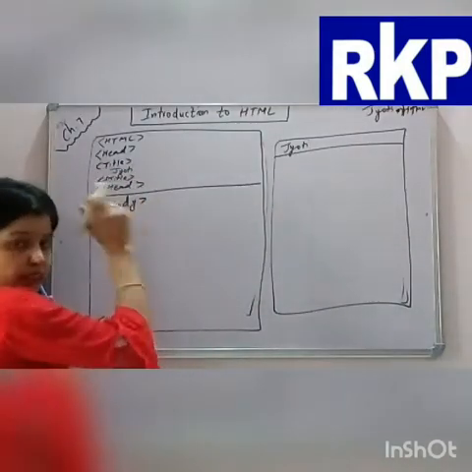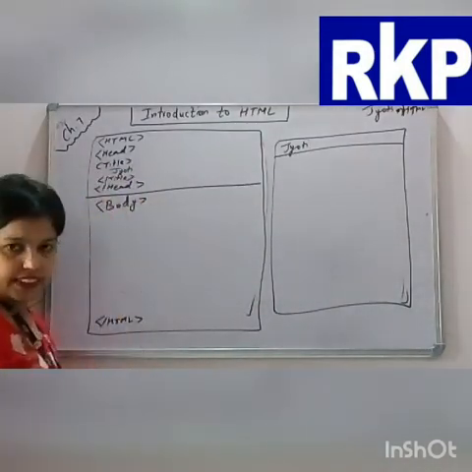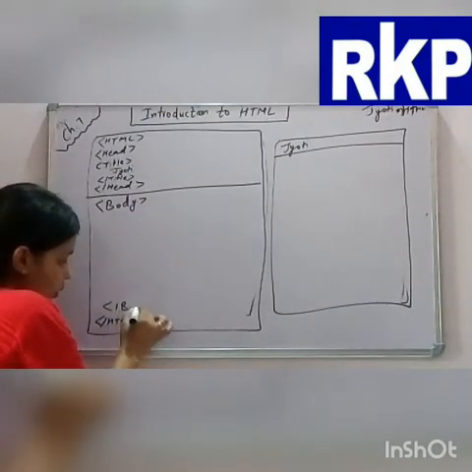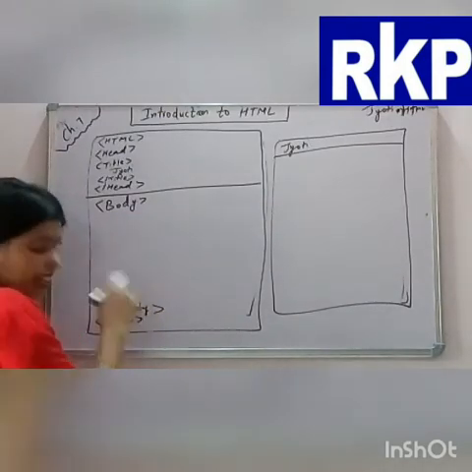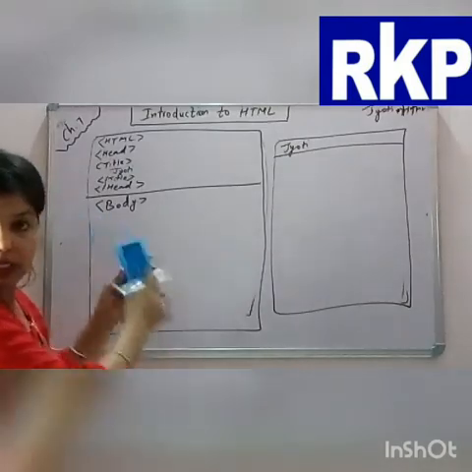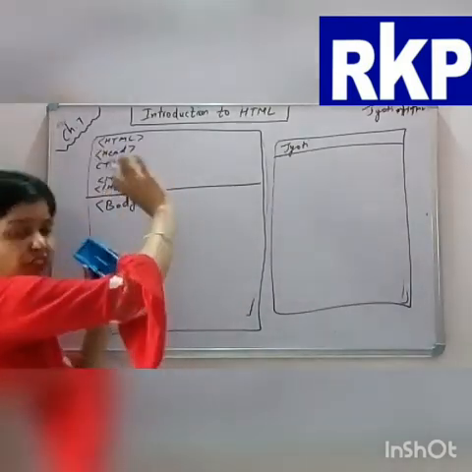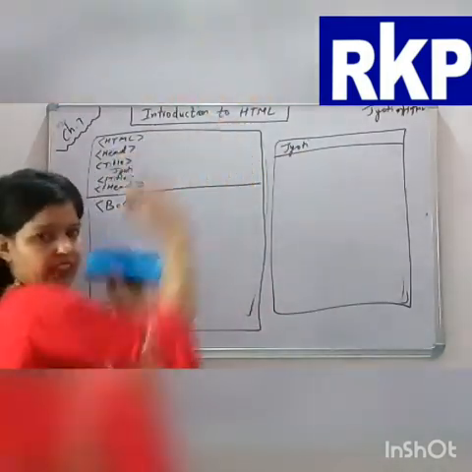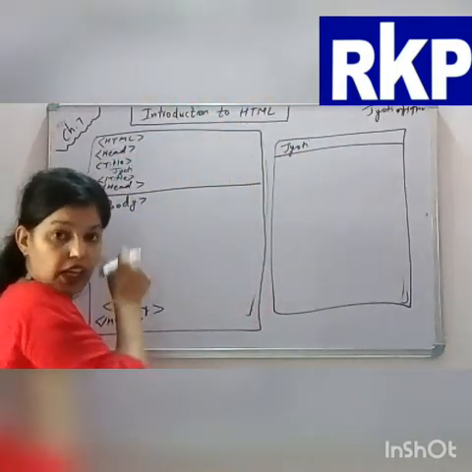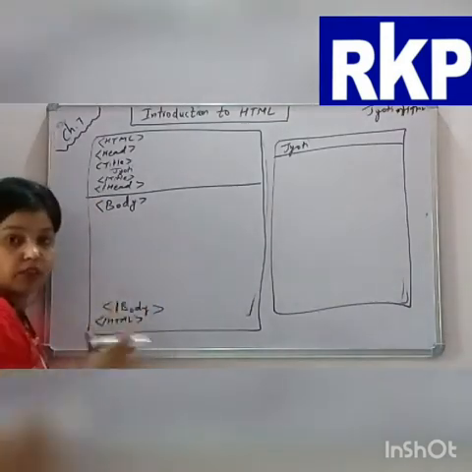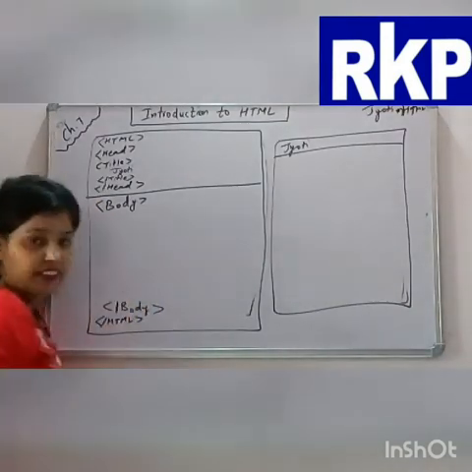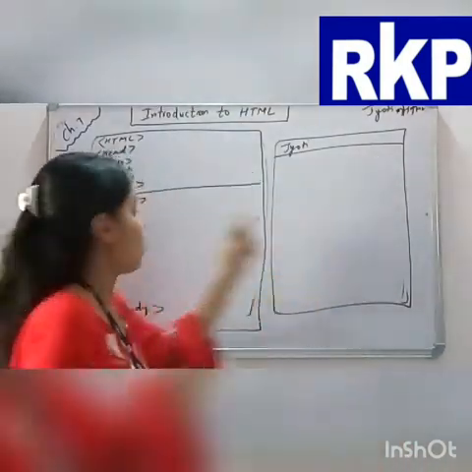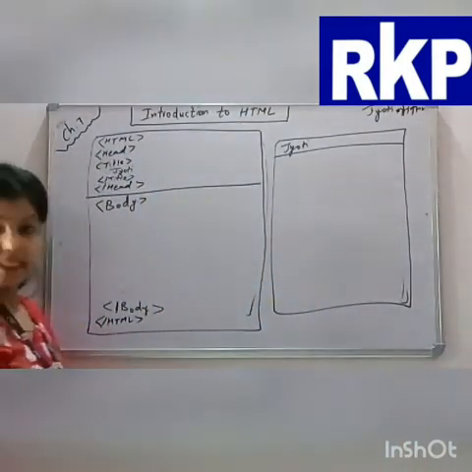So after head you must start body section. And body is open, so body should be closed. Now whatever you will write, everything you will write only in body. The work of head and title is only this much: give head section, write title of the web page. Now the second main tag is body tag. Whatever you want to write inside the body of the page, you have to use body tag.